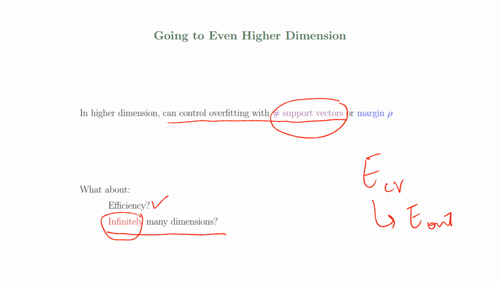And so in the next lecture, we are going to see how we can move to infinitely many dimensions, if we can.